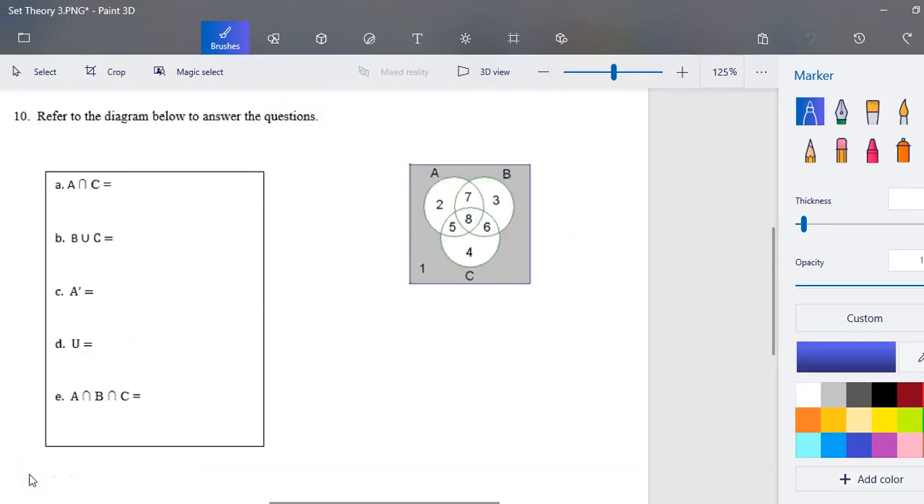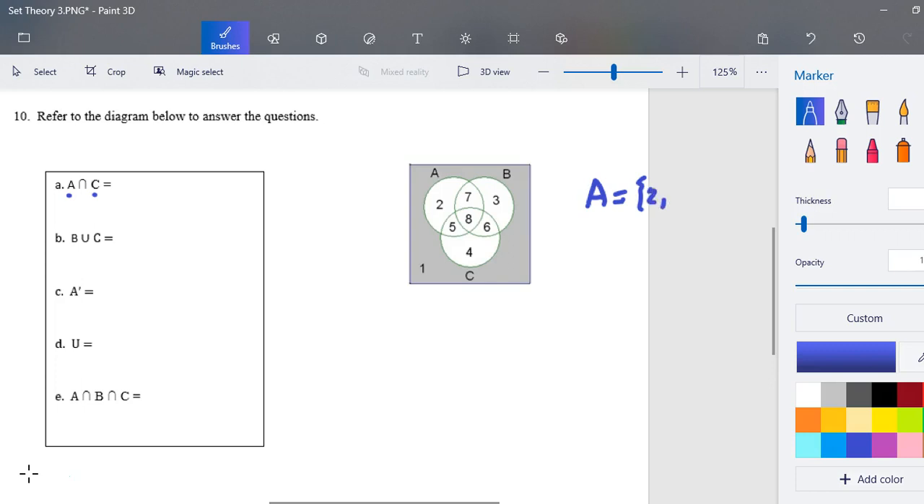You also need to know how to do question number 10. When we're looking at question number 10, all of the parts that they're asking, like on A, they're asking for A and C, they're over here in our Venn diagram. So I'm going to take just a second to come over here and identify for myself what's going on in all of the sets.